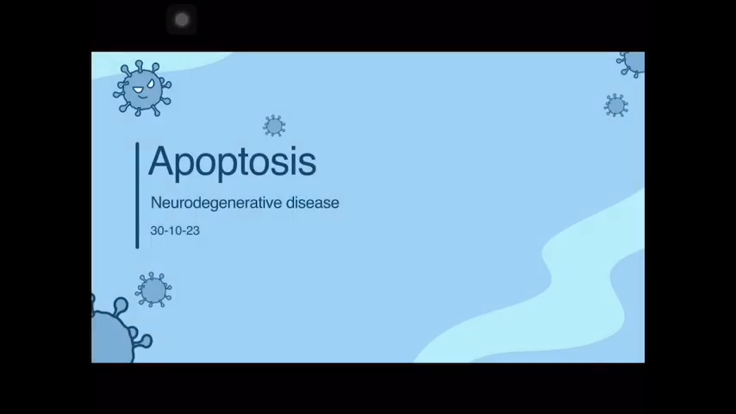Welcome, Homo sapiens. The topic we have chosen is apoptosis in neurodegenerative disease. Here we'll be explaining all three diseases: Parkinson's disease, Alzheimer's disease, and Huntington's disease.